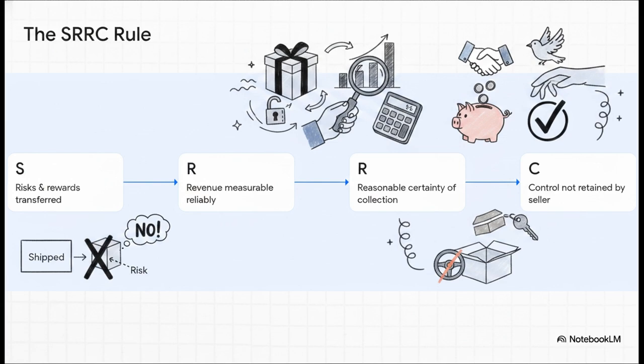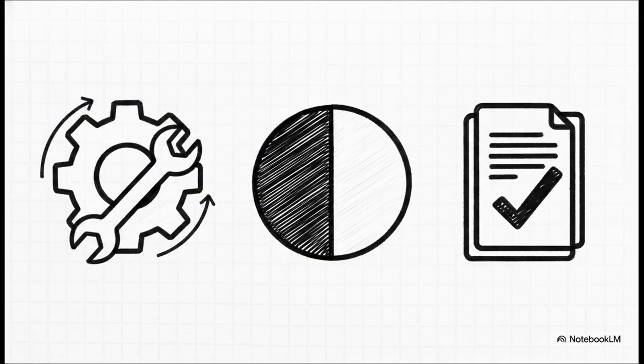And this brilliantly illustrates how these 4 criteria definitively lock together. Like, think about it. If a scenario tells you the goods were shipped, but the seller still holds all the risk of transit damage, well, the S hasn't been met yet. So, no revenue.